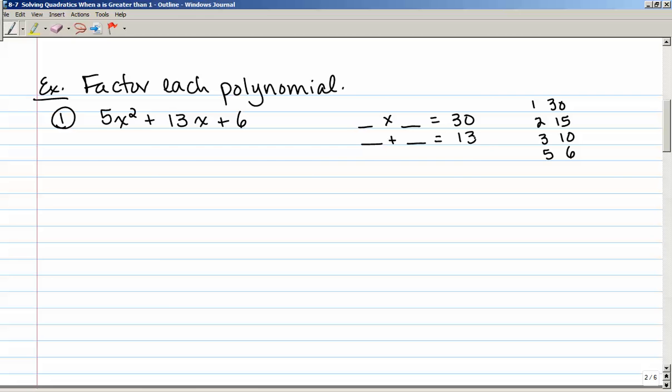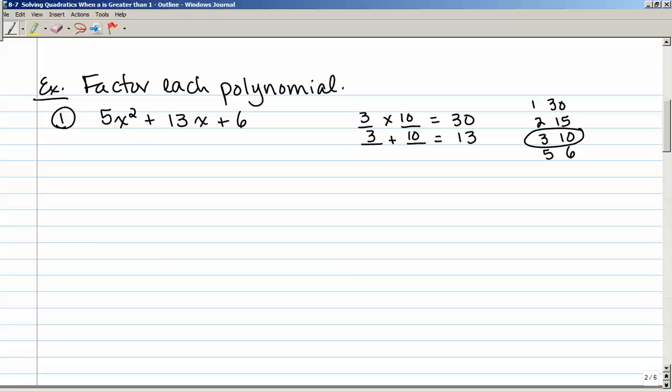Now, do any of those make me think of 13? Actually, there's two possibilities here. If I subtract, I can do 15 minus 2 gives me a 13. But notice, I don't have any subtraction here. Neither of these are negative numbers. So I'm going to have to go with 3 and 10, because 3 times 10 is 30, and 3 plus 10 is 13.